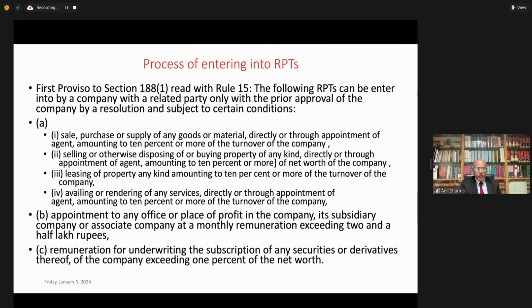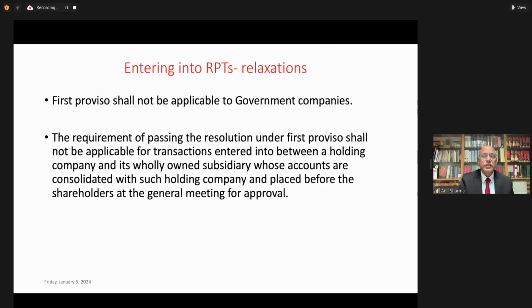Similarly, the sixth is undertaking the subscription of any security or derivatives exceeding 1% of the net worth. This is only in those cases where the company has gone into a public issue, or rather is issuing any security or derivatives. So you can see here what section 188 is doing: giving one process for all types of transactions, and for certain specific types of transactions, it says in addition to the first process, which is the approval of the board, also take prior approval of the members before entering into such transactions.